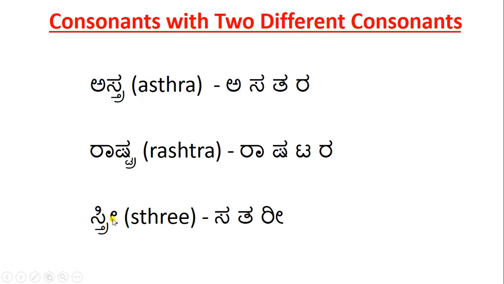Stri. Stri means woman in English. Hengasu also means woman. And Stri can mean women or ladies. Now, if you see this, sa, ta, ri, it is split into sa, ta, ri. Now this is si, and this is si. Now see the pronunciation, stri, right?